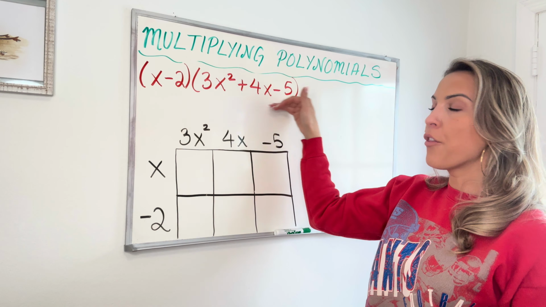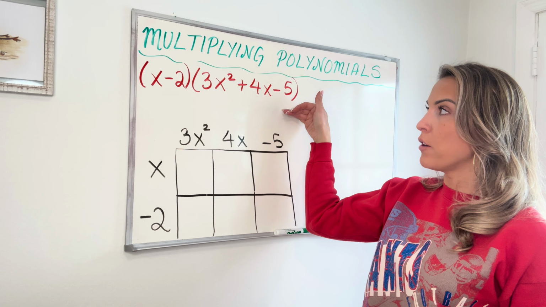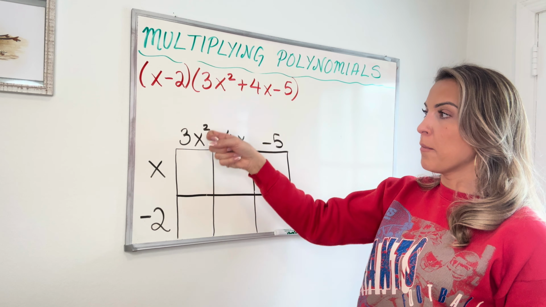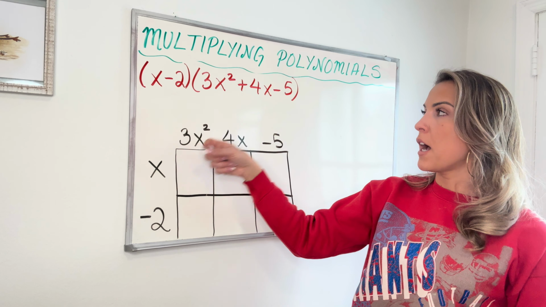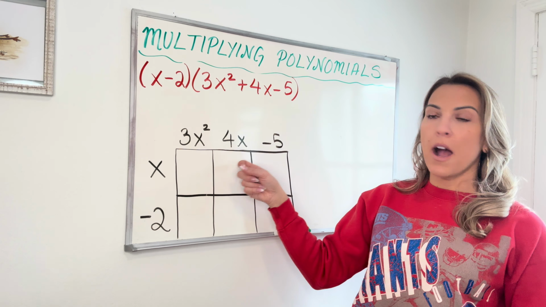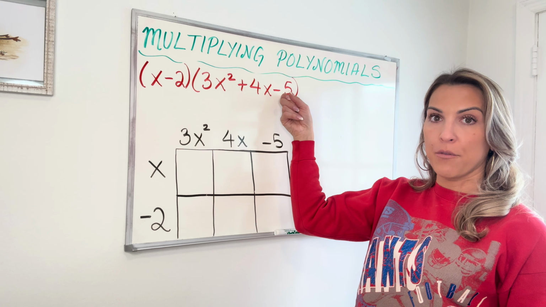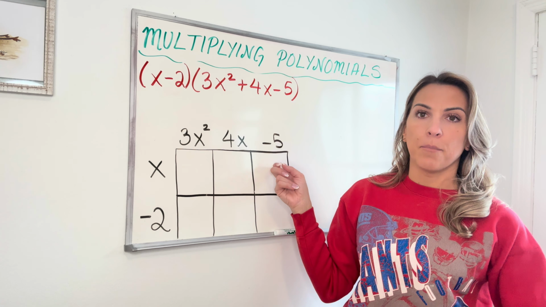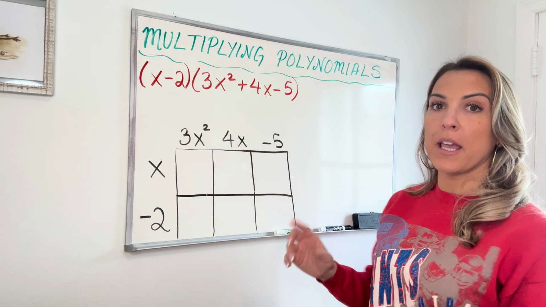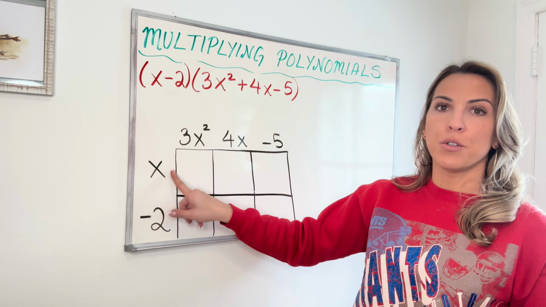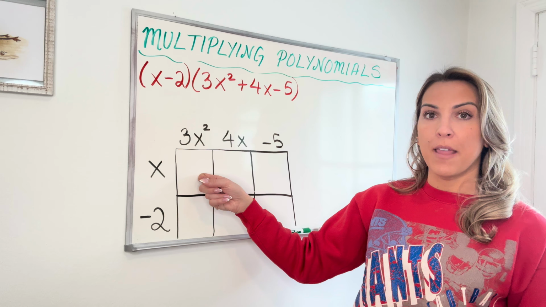And then with my other polynomial that I'm multiplying, the trinomial up here, each term is going to take up a column. So 3x squared is on top of the first column, 4x is in the middle column, and -5, again, you can't forget our signs, is in the last column. And now what I'm going to do is multiply, kind of like a basic multiplication table where you multiply the 2 terms and the answer, the product, goes in that box.